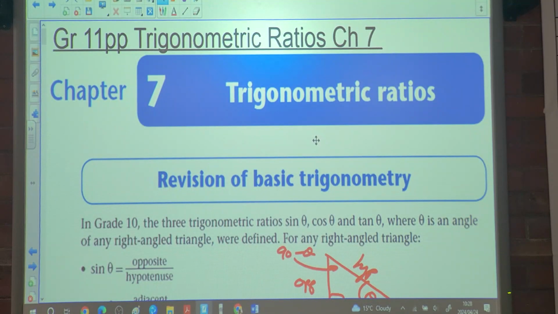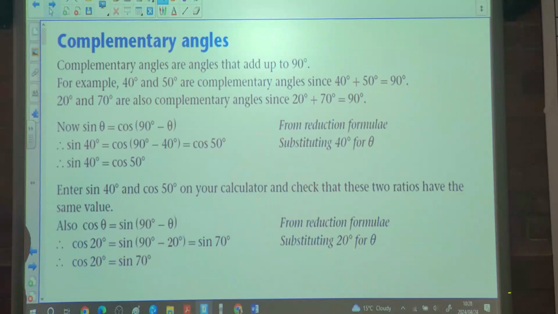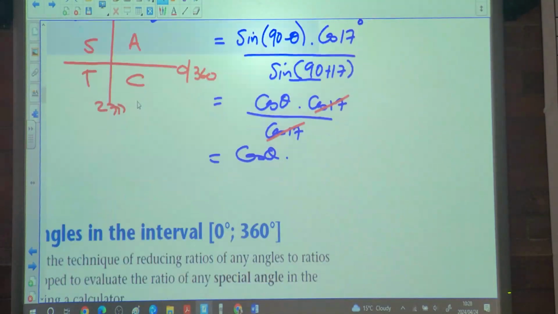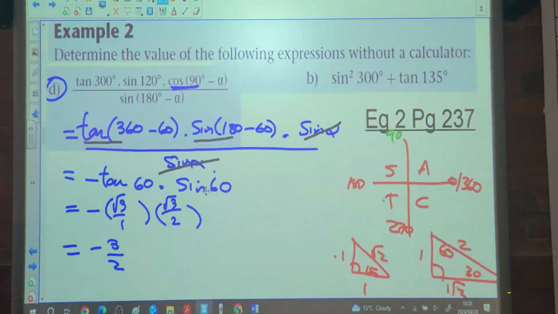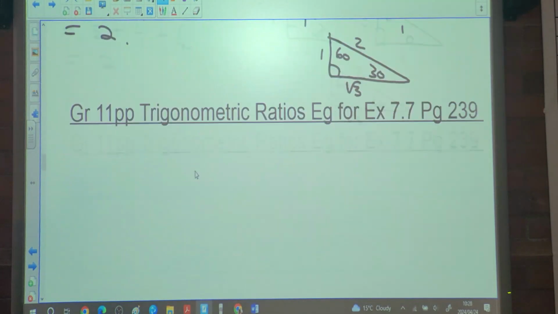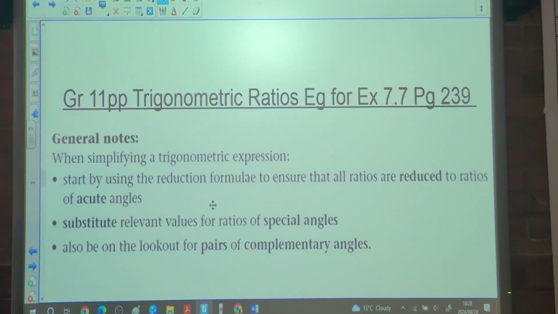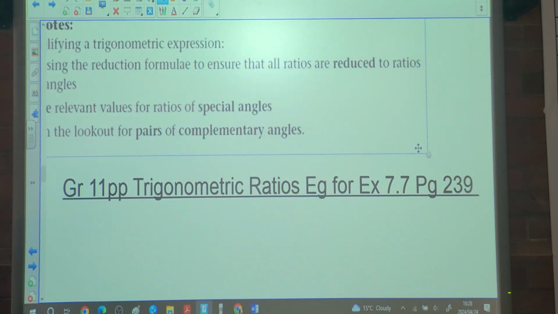So today we're looking at trigonometric ratios. At this point we have dealt with exercise 7.1 to 7.7, correct? In general notes, so something that you have picked up at this point. You guys can write this down as well.